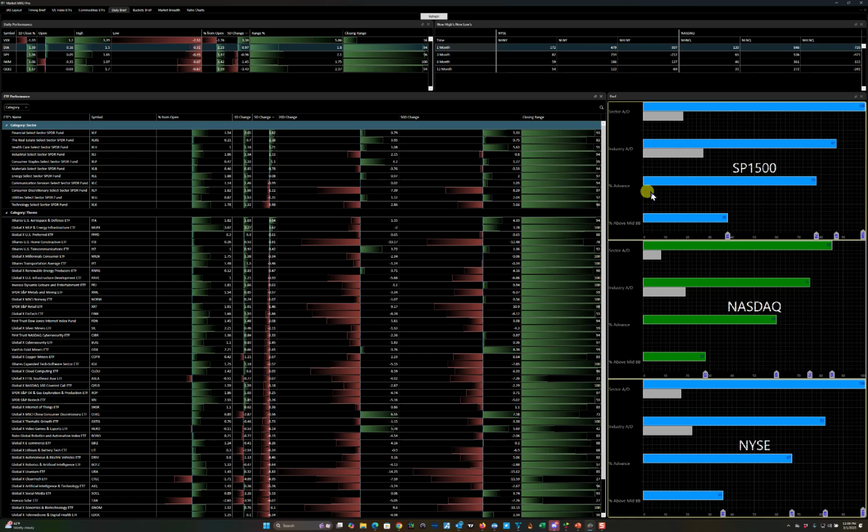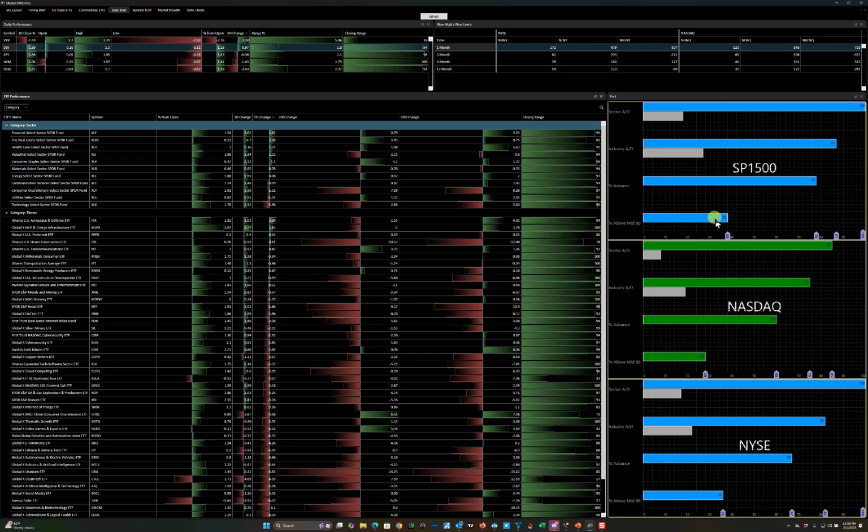What percentage of stocks advanced? 78% in the S&P 1500, 60 in the NASDAQ, and 67 in the NYSE. It's interesting that the S&P 1500 is leading because if you think about it, it's got small, mid, and large cap stocks in a different makeup than the other two indexes.